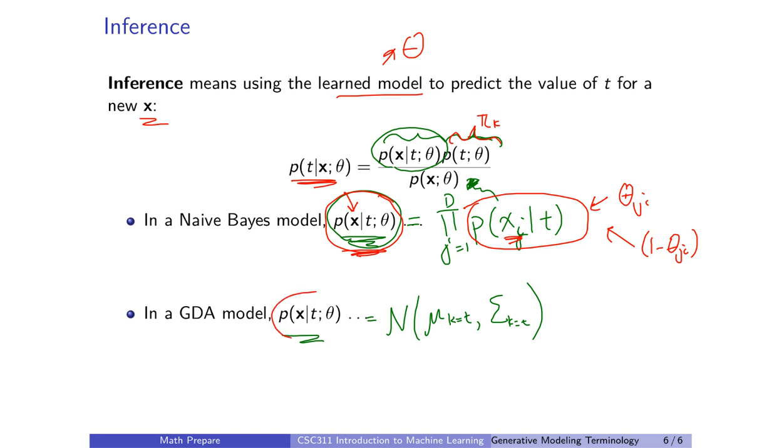Likewise, in a Gaussian discriminant analysis model, this right here is just a particular number because we have a particular x here. We know what the mu k's are. We know what the sigma k's are. So we're going to be able to find that particular number.